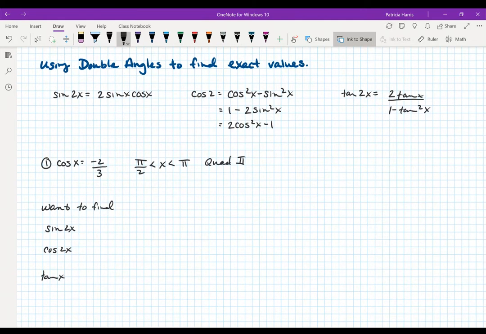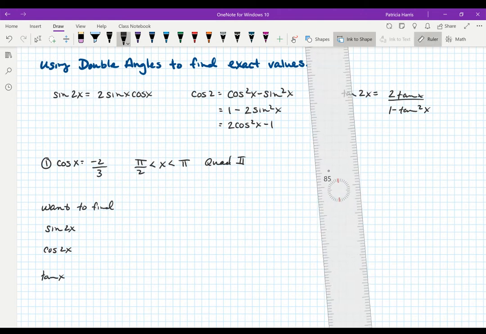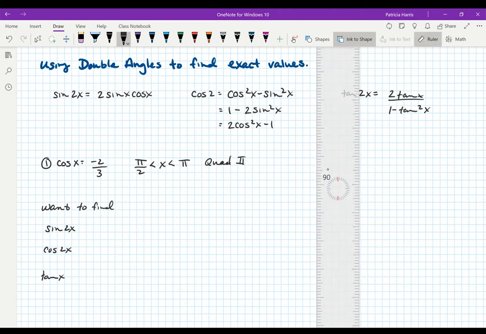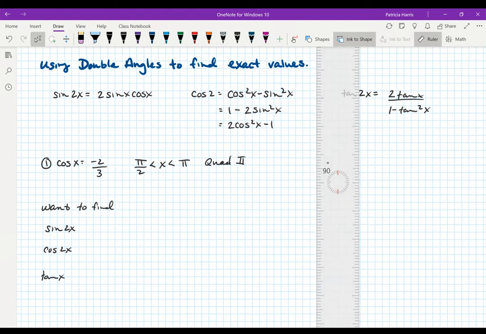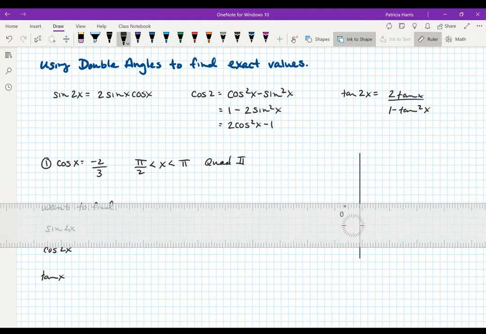In order to do that, I need to look at my formulas and see what I need to find. So I have cosine, but I need sine, and tangent would also be nice. So the first thing I'm going to do is draw myself a picture. Now, you can use the Pythagorean identity to do this. I just find it a little bit more difficult to do it that way. So I prefer pictures.